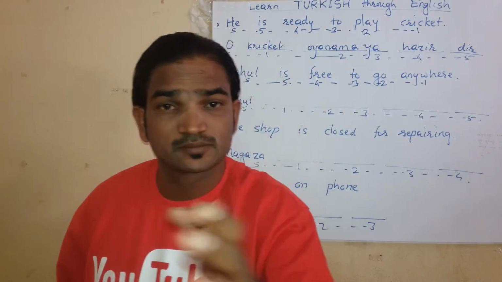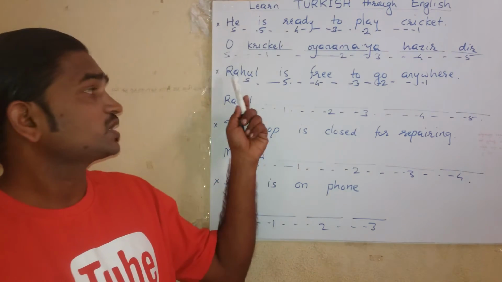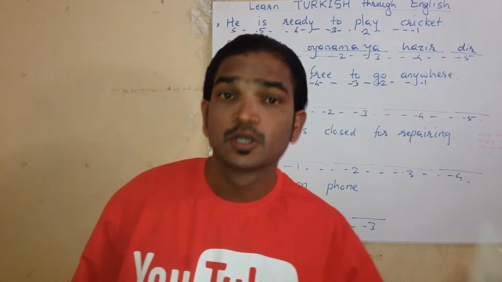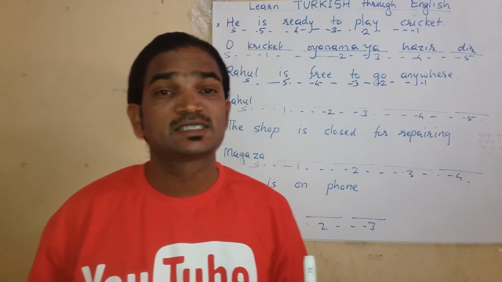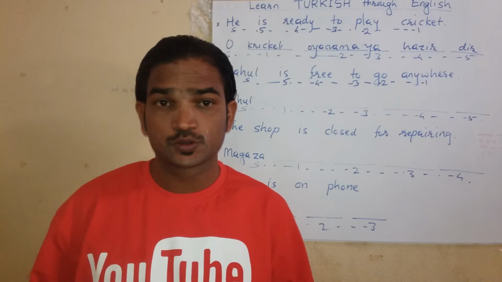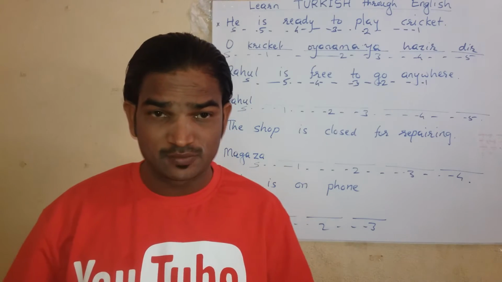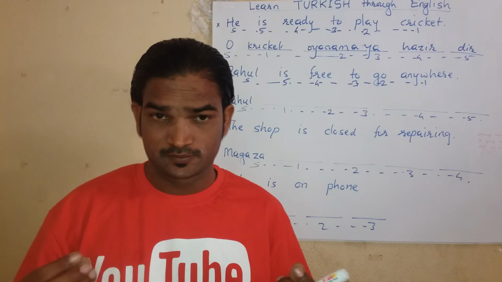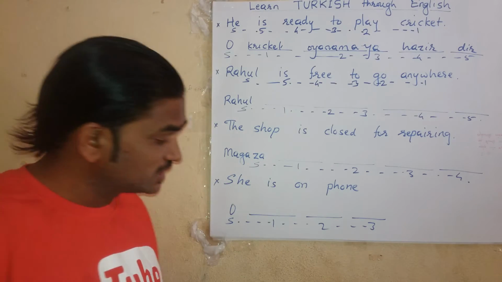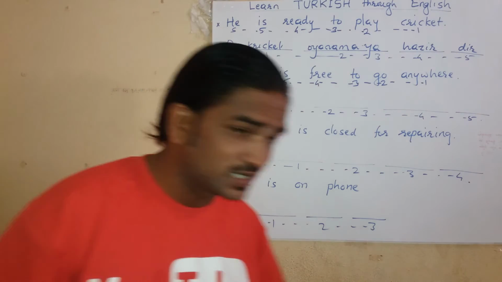Okay, now pause the video and looking at this English sentence, Rahul is free to go anywhere. You should try to speak this sentence in Turkish language again and again till you get fluency. You should try 10, 20, 30 times till you are habituated to speak Turkish language. And while trying to speak this sentence, you should try to type this sentence in the comment box.